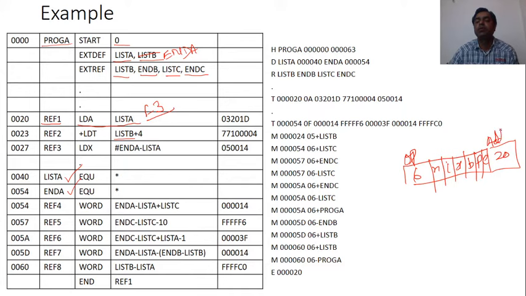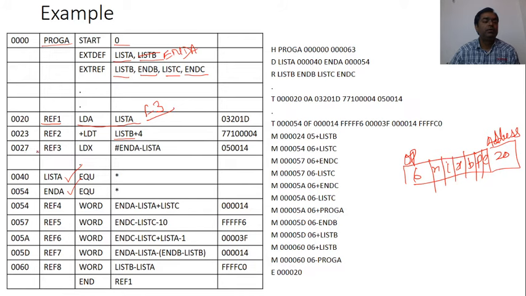So now in the address field just put the value 4, because I don't know the value of list B here, so I will take list B as 0. 0 plus 4 becomes 4. Just put 4 in the address field, and you will get this object code.